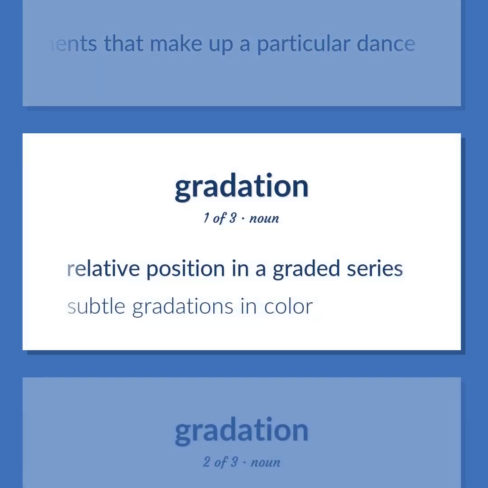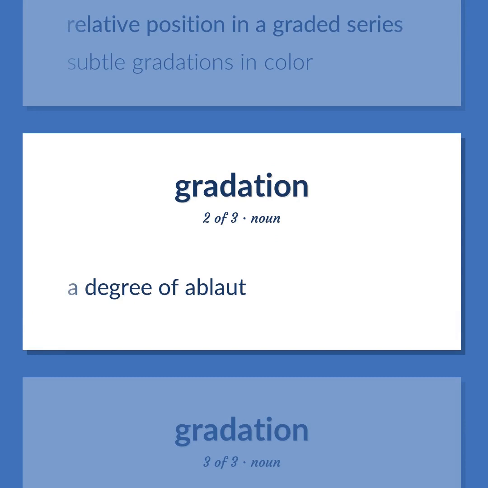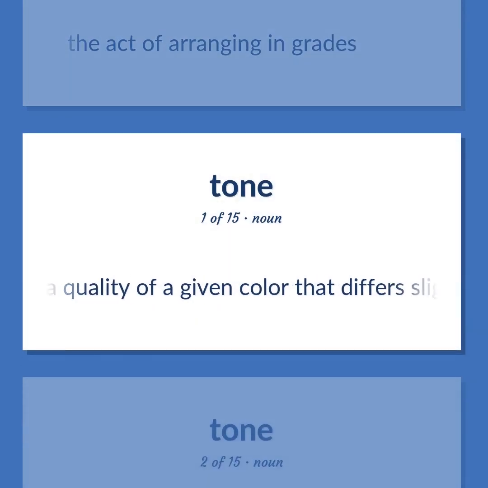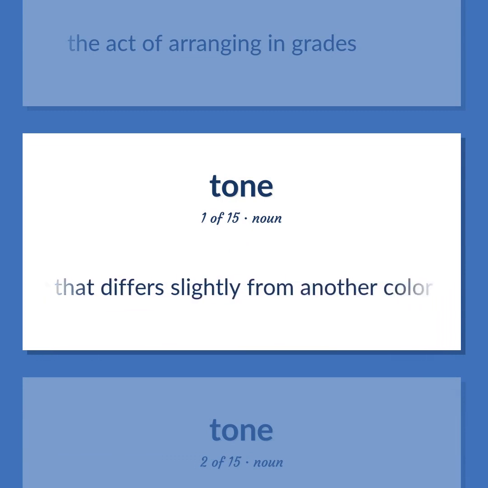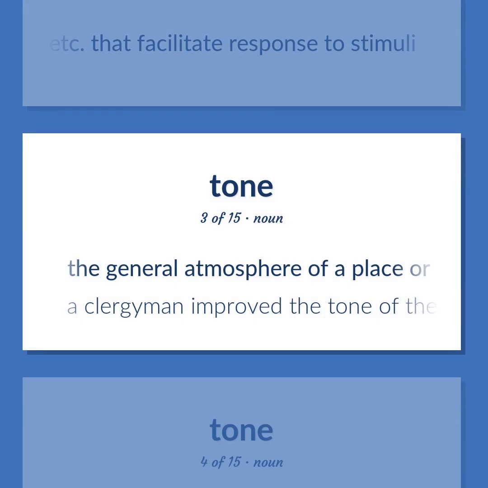Relative position in a graded series. Subtle gradations in color. A degree of gradation. The act of arranging in grades. A quality of a given color that differs slightly from another color. The elastic tension of living muscles, arteries, etc., that facilitate response to stimuli. The general atmosphere of a place or situation and the effect that it has on people. A clergyman improved the tone of the meeting.